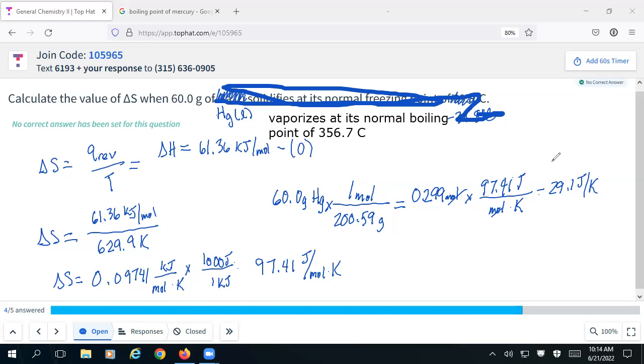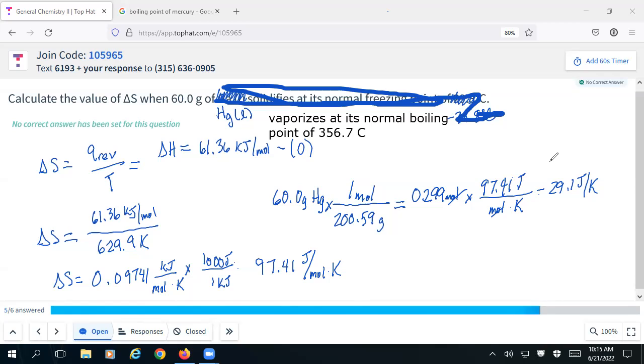Now, like I said, you could estimate this also using the standard molar entropies. And if you did that, at least according to the text, the numbers here in our packet, the gas would be 173.7 and subtract from that 76.0 for the liquid. You would get 97.7 joules per Kelvin instead of 97.41. One of the reasons for that difference is the temperature difference. Measuring this at 356.7 degrees instead of 25 degrees would make a slight variation on the entropy. But as you can see here, not that significant. Relatively speaking.